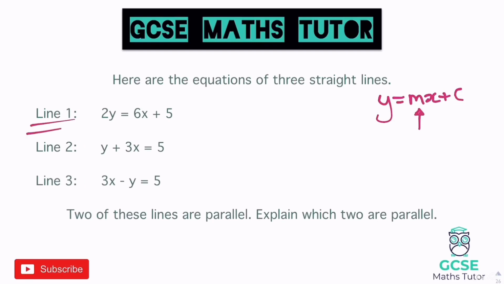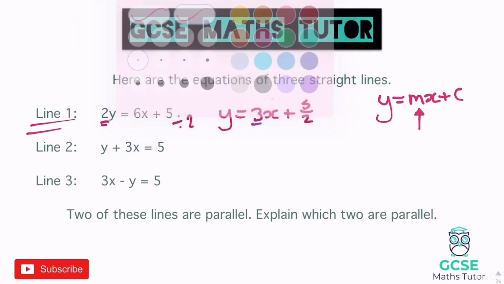So let's have a look at this first one. That says 2y. In order to get that to be just y, we're going to have to divide everything by 2. So if we divide everything by 2, we get 1y equals 3x, I'm going to do 6 divided by 2, and then 5 divided by 2 is 2.5, or I could just leave it as a fraction, 5 over 2, which you can write as 2.5 if you like. So this line here has a gradient of 3.